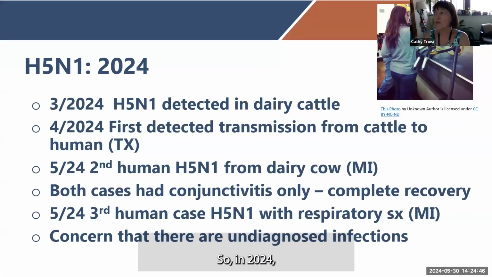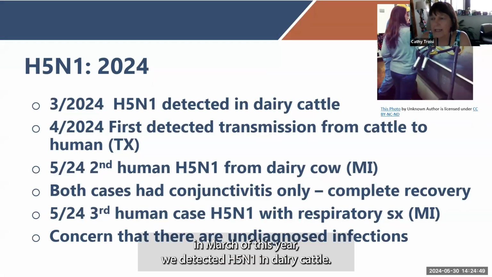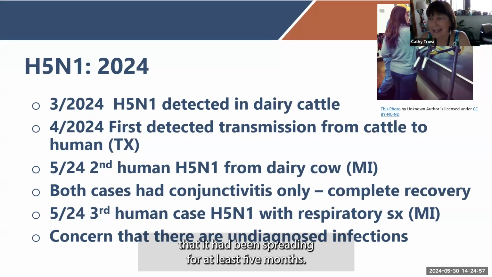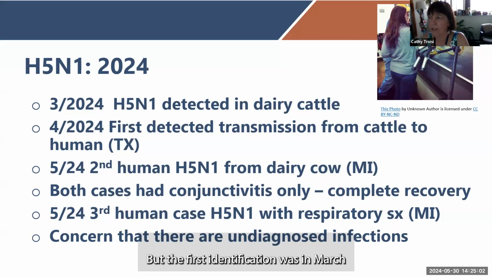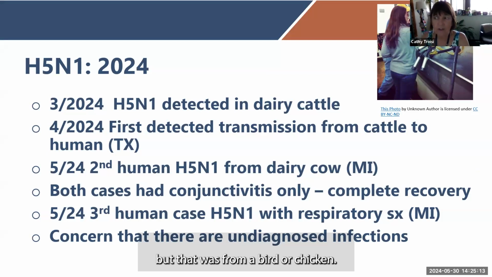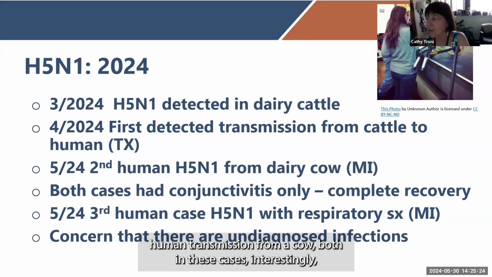So in March of this year, 2024, we detected H5N1 in dairy cattle, never been detected before. It is probably the case that it had been spreading for at least 5 months, but the first identification was in March, and the next month we had a human who got infected from a cow. Remember, in 2022, we had an infection in Colorado, but that was from a bird or chicken. This was from a cow. The next month, we had our second case in Michigan of human transmission from a cow.